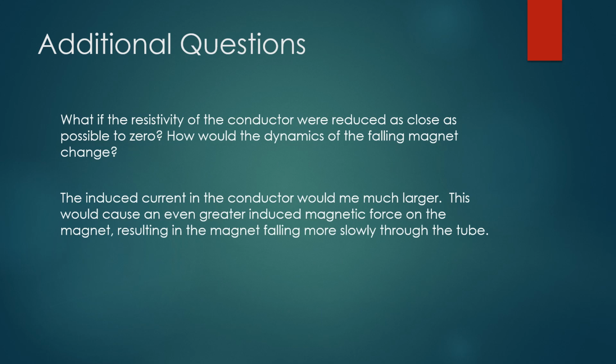What if the resistivity of the conductor were reduced as close as possible to zero? How would the dynamics of the falling magnet change? The induced current in the conductor would be much larger. This would cause an even greater induced magnetic force on the magnet, resulting in the magnet falling more slowly through the tube.